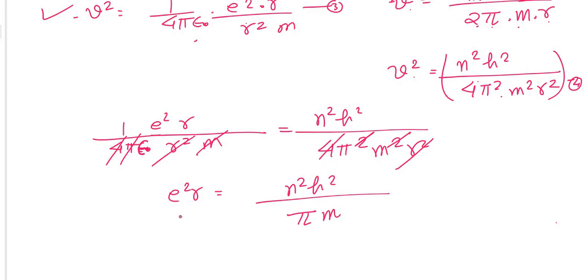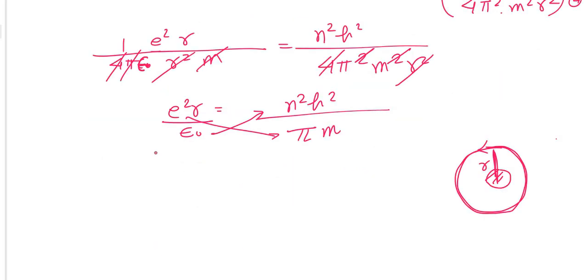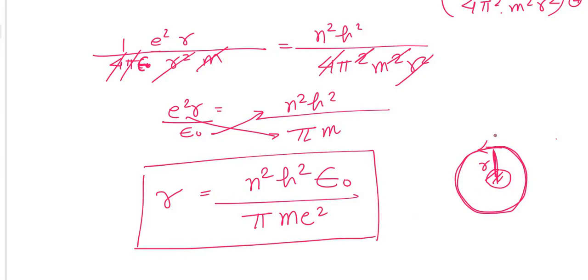And this epsilon naught is also there. So what will be r? The radius will be, this epsilon naught will go here. So from here we will get the value of r. So r will be n square h square epsilon naught by pi m e square. This is the formula for radius of the shell in which the electron is rotating around the nucleus.